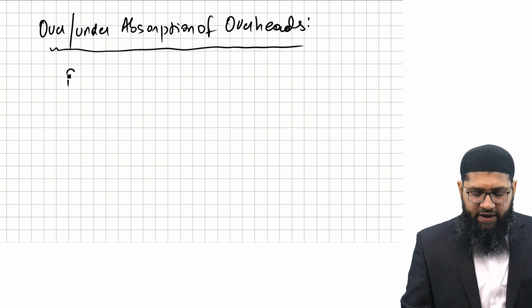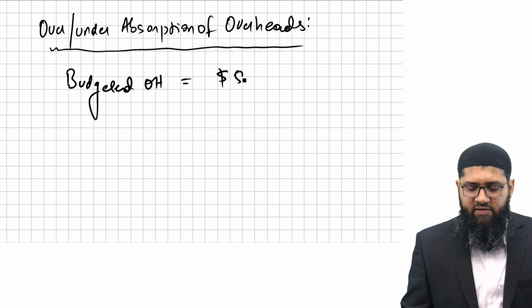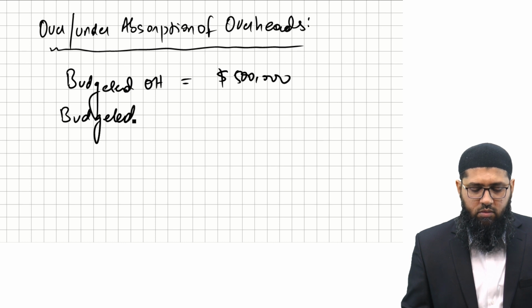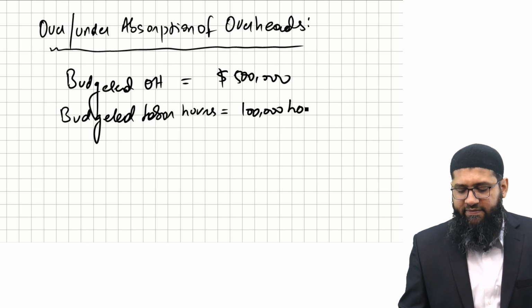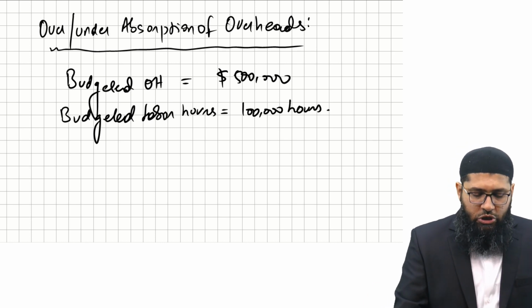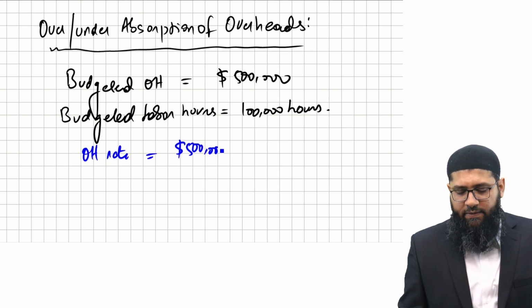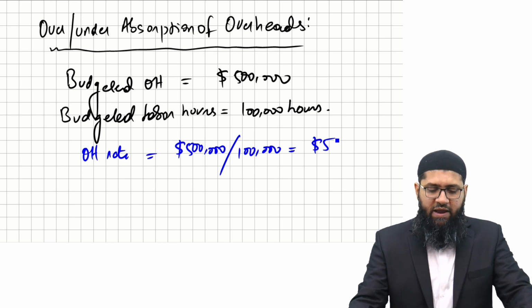Let's say your budgeted overheads are 500,000 and your budgeted labor hours are 100,000 hours. So the overhead rate that you are going to calculate is 500,000 divided by 100,000, which gives you $5. The overhead rate that you are going to establish is $5.